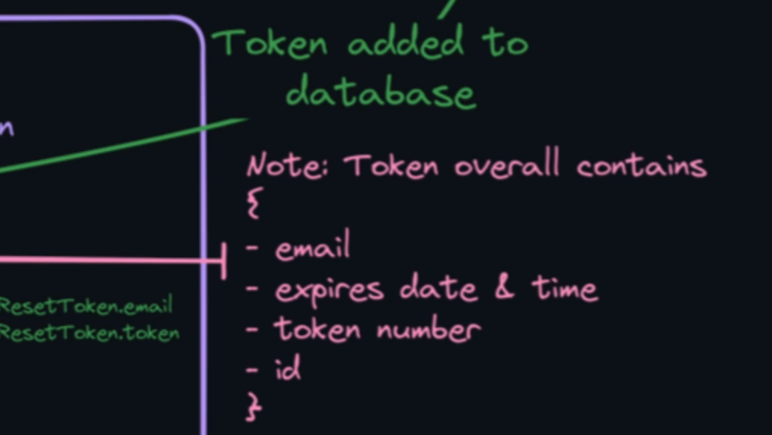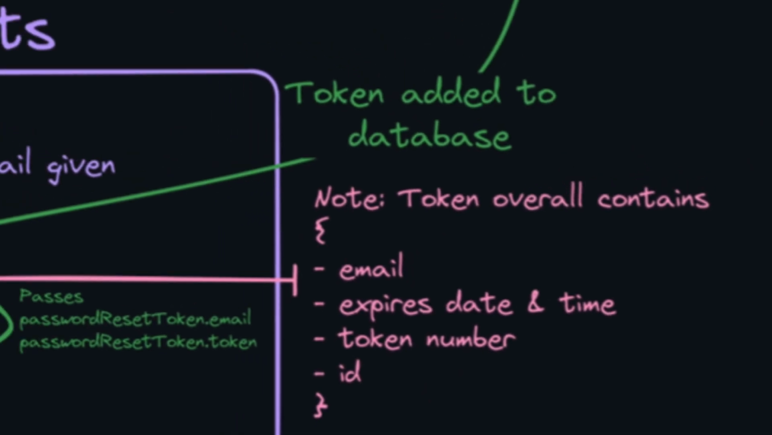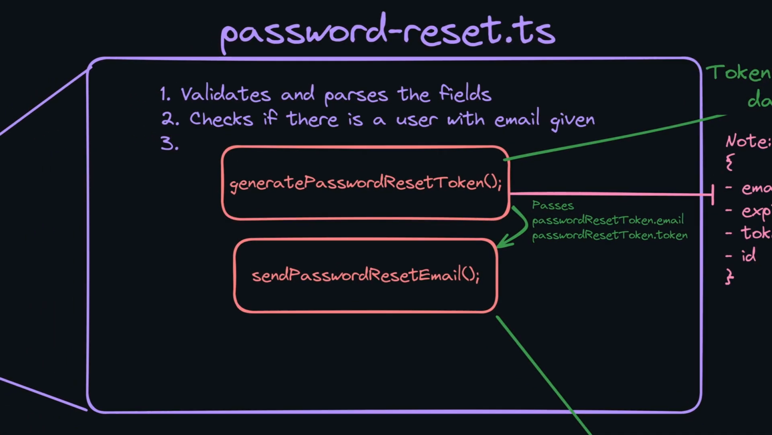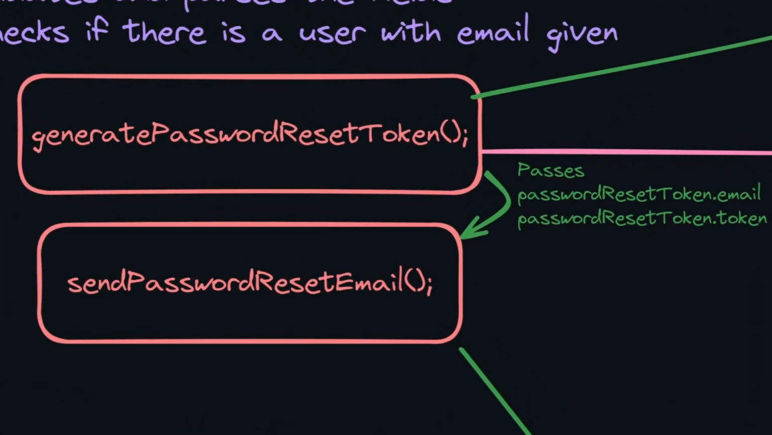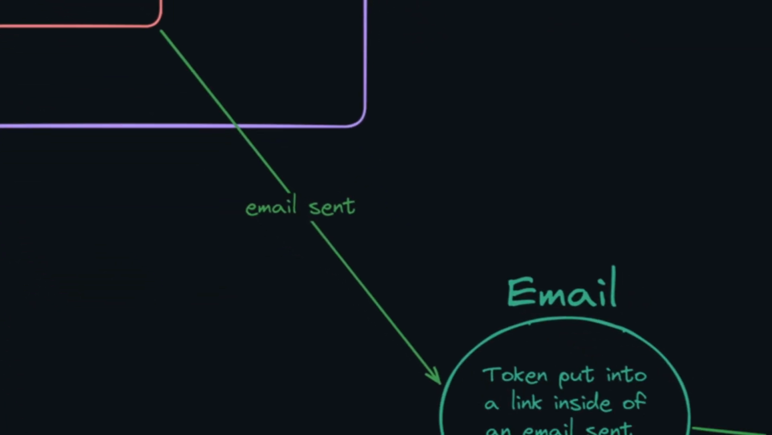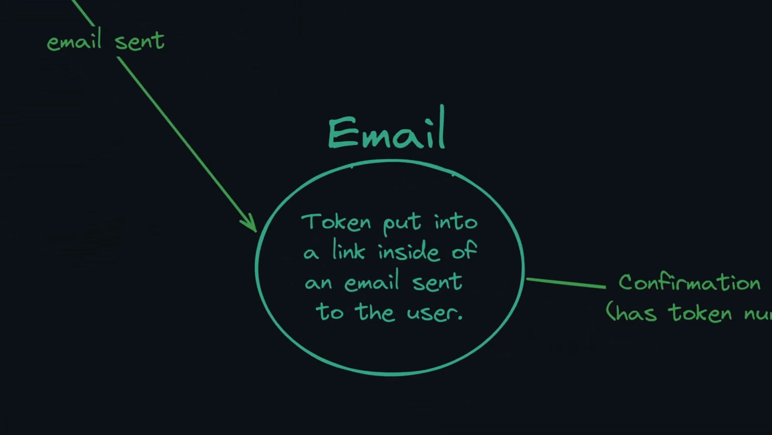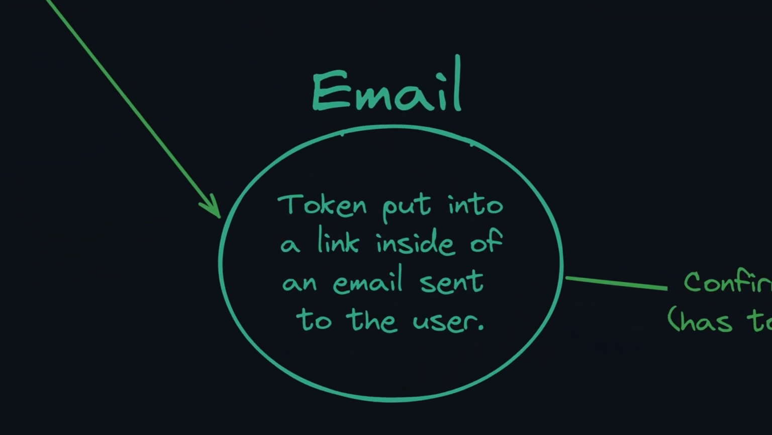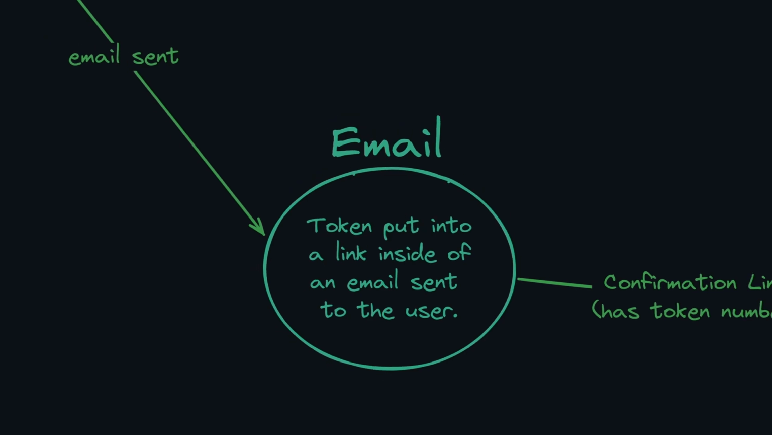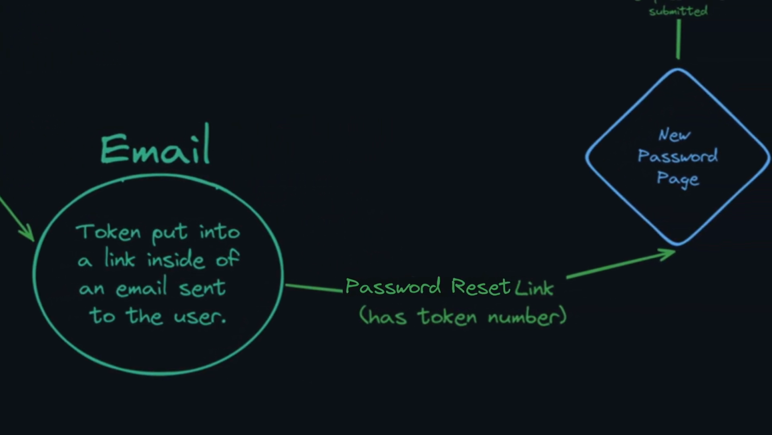It has email, expires at this certain time, and a token number as well as ID, and with that token we pass that into the send password reset email as well as other information, and we send the email to the user. So they'll get an email sent to them with the token embedded inside the link. Now they will click on the link and it will take them to the new password page, and that's where they will submit their new password.